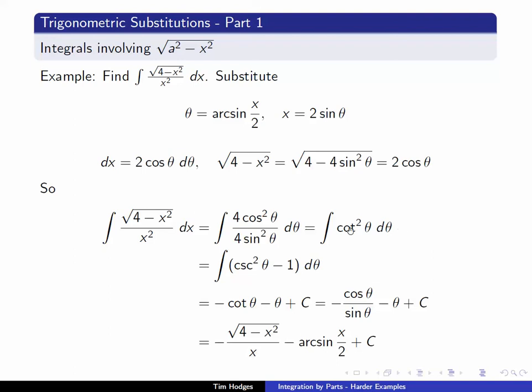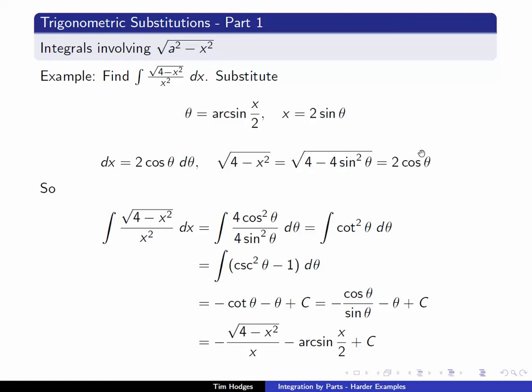To integrate cotangent squared theta, we use a Pythagorean identity to write that as cosecant squared theta minus 1. And then by a standard integral, the integral of cosecant squared is just negative cotangent, and the integral of 1 is theta, so with the minus sign we get minus theta. So we end up with minus cosine theta over sine theta minus theta.